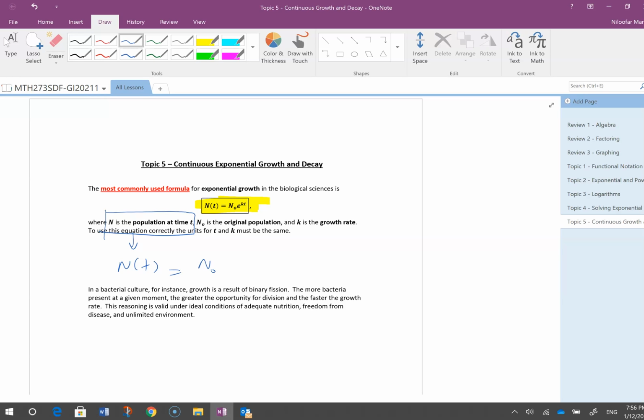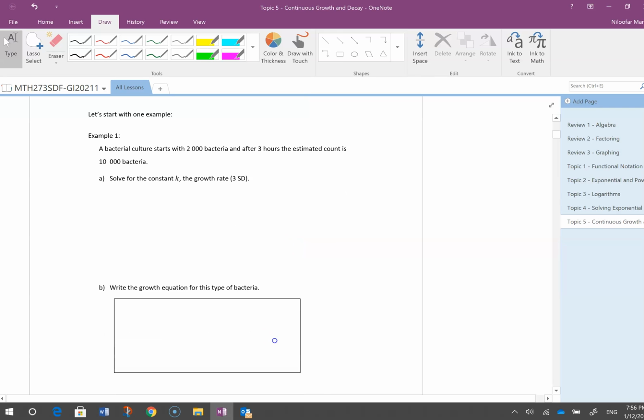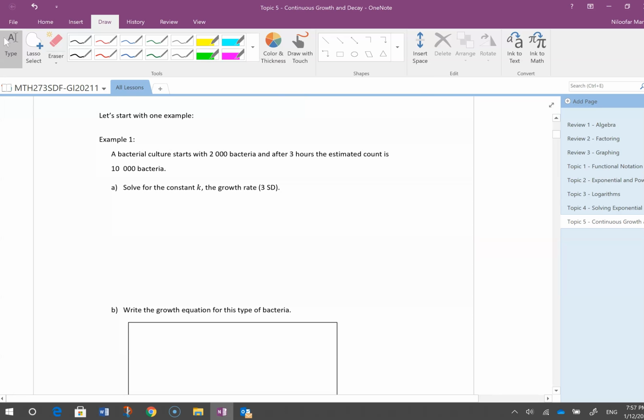So here, this is the population at time t, this is the population at time 0, and this is e to the power kt, where k is the growth rate and t is changing. So t is changing, N(t) is calculated. t is like x and N(t) is like y. Now I want to start with examples. Based on my experience, when I start with examples, I see a smile on students' faces, and they start to understand, so I like to start with examples.